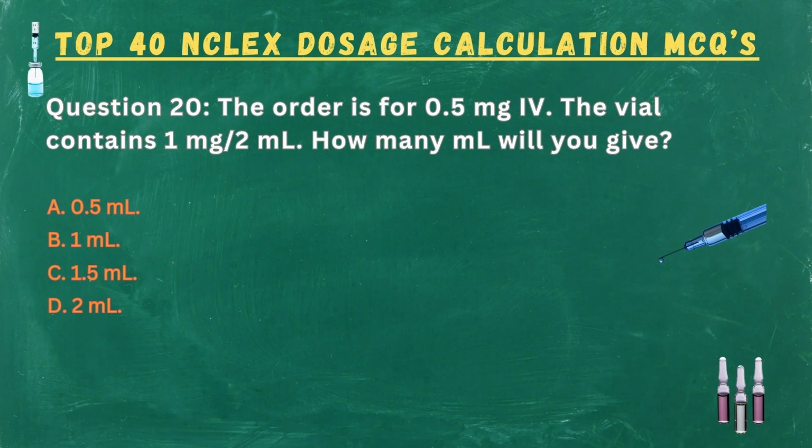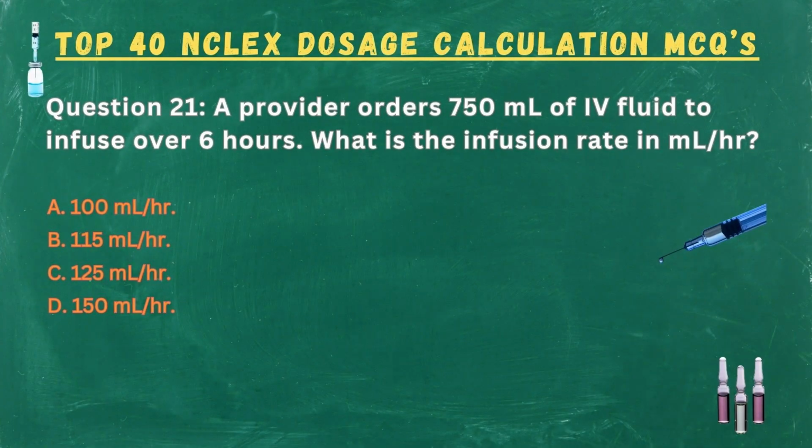Question 20. The order is for 0.5 milligrams IV. The vial contains 1 milligram per 2 milliliters. How many ml will you give? A. 0.5 milliliters. B. 1 milliliter. C. 1.5 milliliters. D. 2 milliliters. Answer: B. 1 milliliter. Question 21. A provider orders 750 milliliters of IV fluid to infuse over 6 hours.